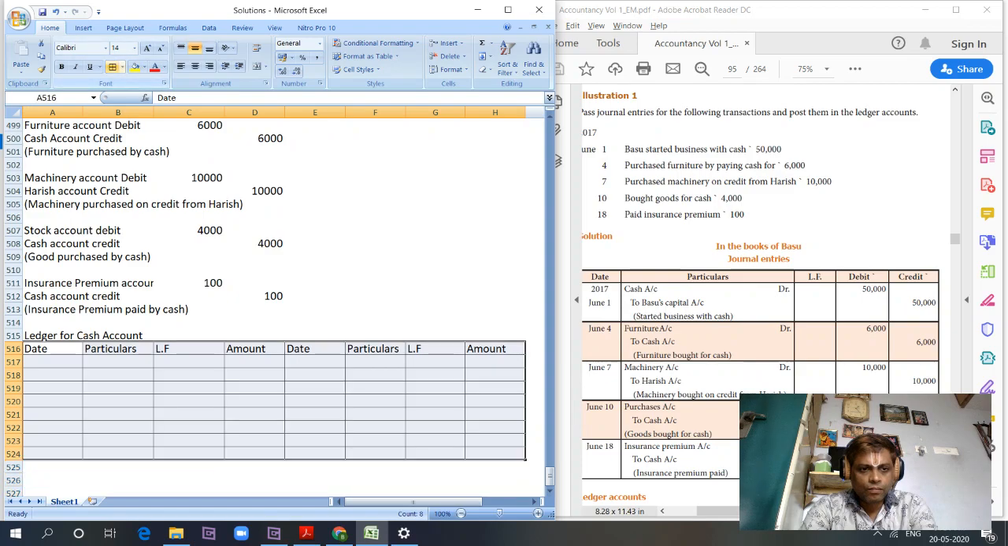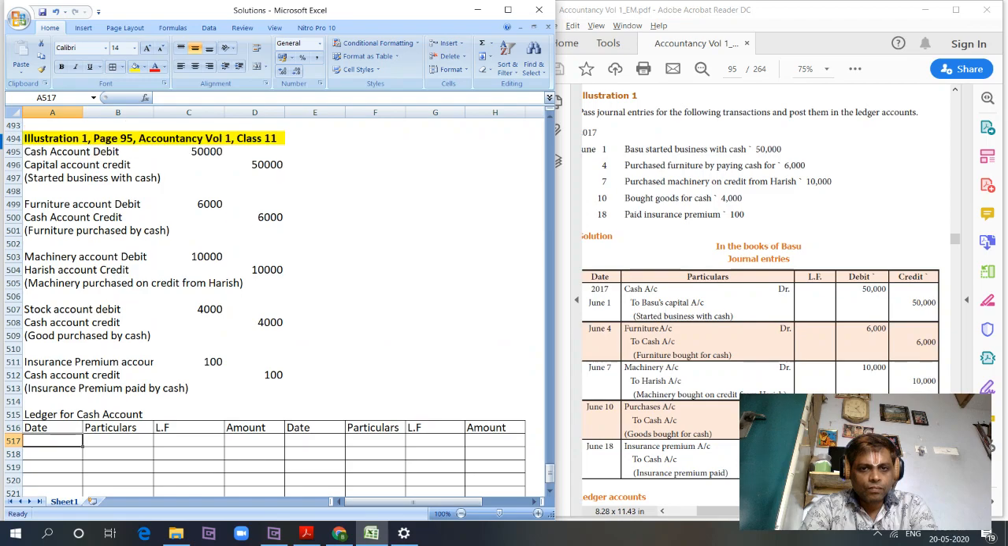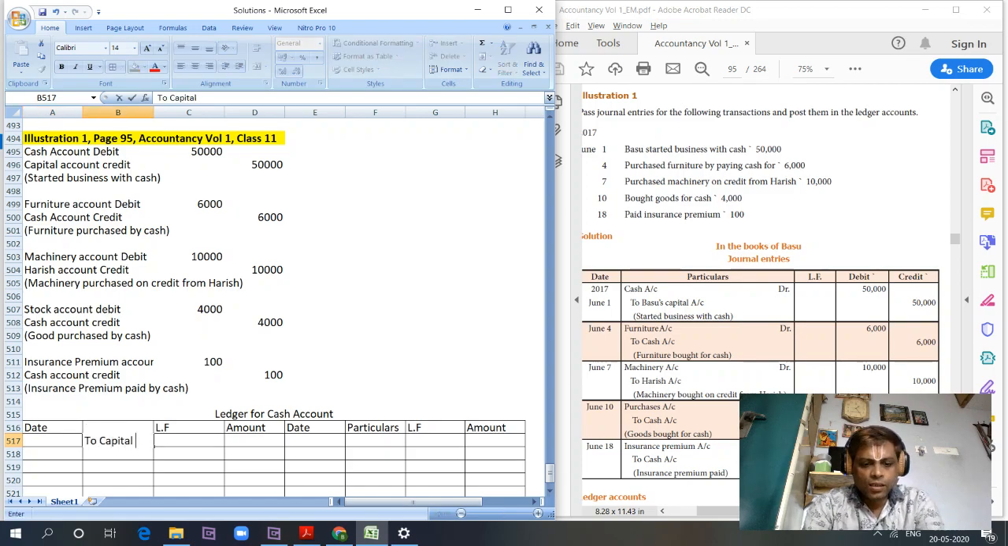Let's put the ledger account. Okay, cash account to capital account. Right? So this is the cash account. To capital, 50,000. Right. Next, furniture account debit to cash account.